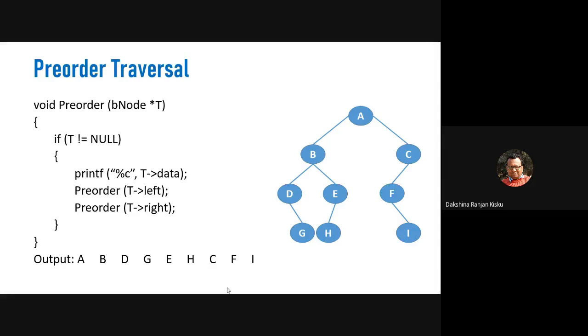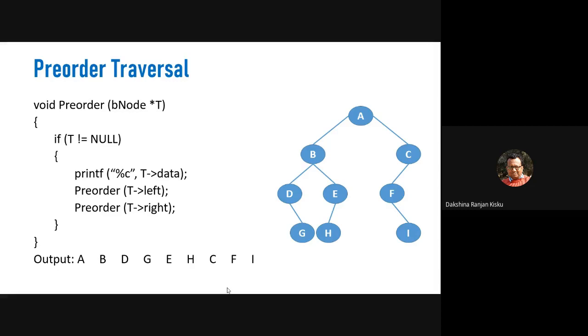The next traversal sequence is pre-order traversal. Here you can see the function definition. In this function definition, first the root will be visited. The printf function first prints the data associated with the root node, and then we will be visiting the left subtree, and finally we will be visiting the right subtree. So this sequence will generate a pre-order traversal sequence.